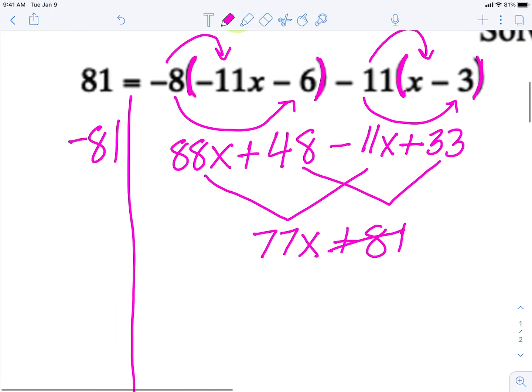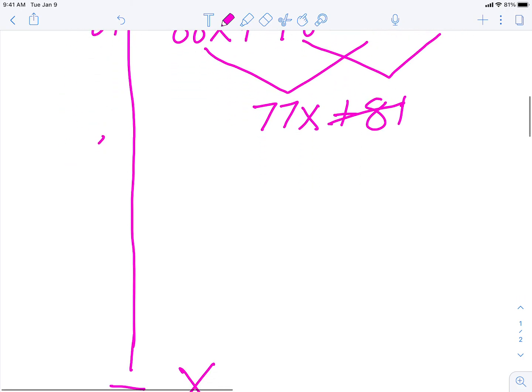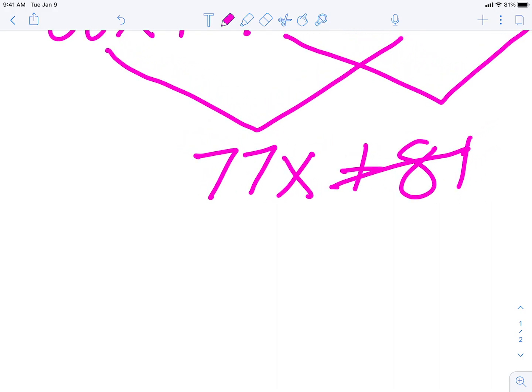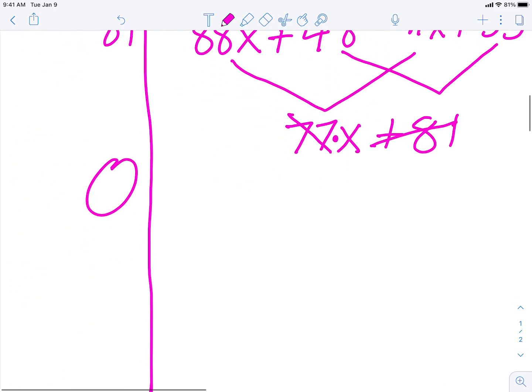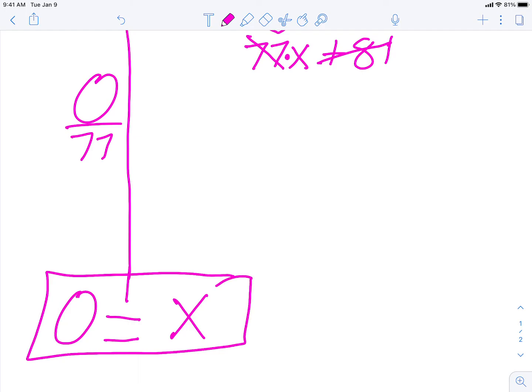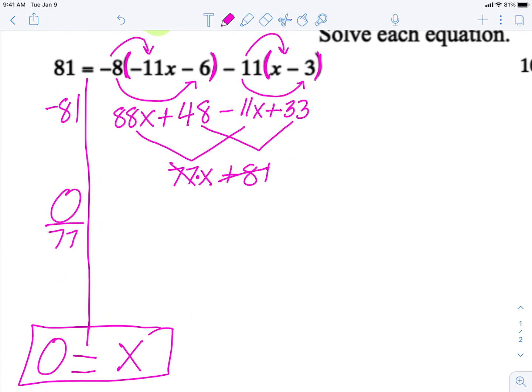So on this side, 81 minus 81 is 0. Right? So I have 0 on this side, and I have 77x on this side. So let's remember that 77x means 77 times x. So the inverse of multiplying, if I cross out 77, is dividing by 77. And 0 divided by 77 is 0. And there you go. That is our solution.